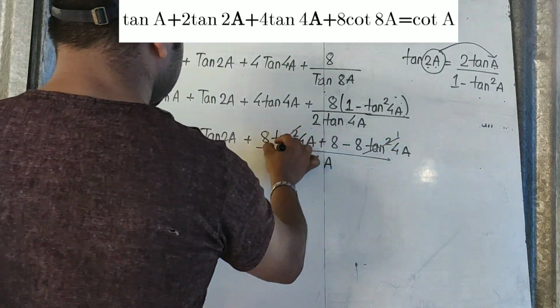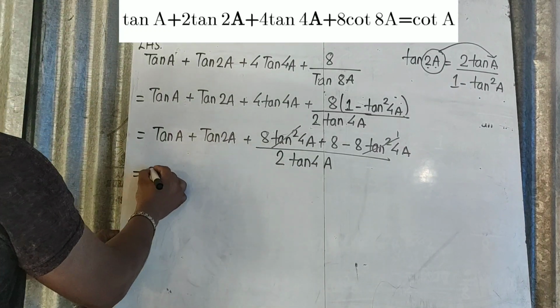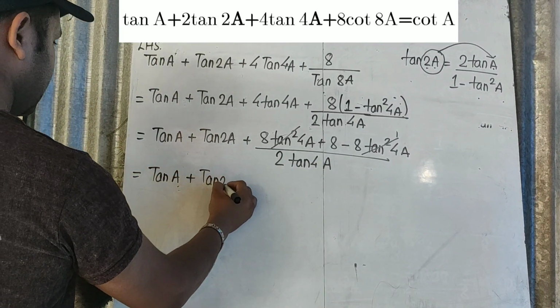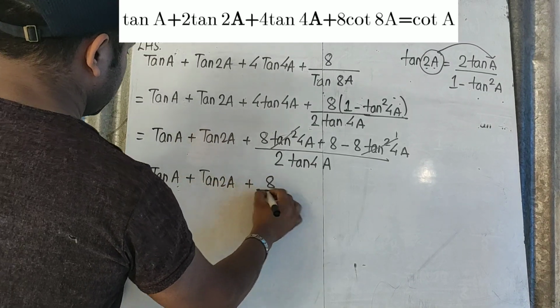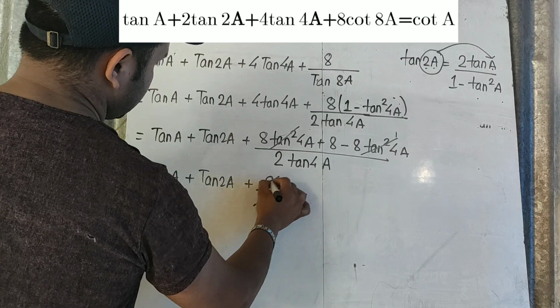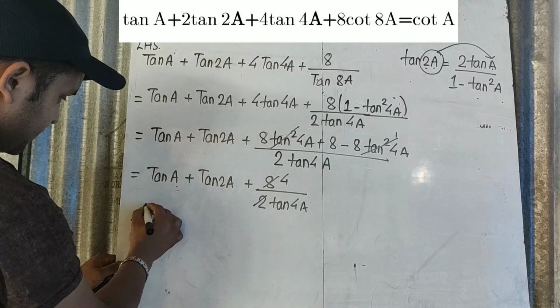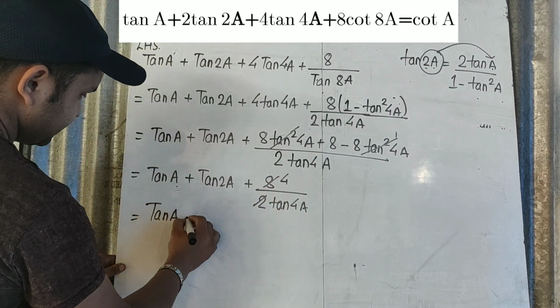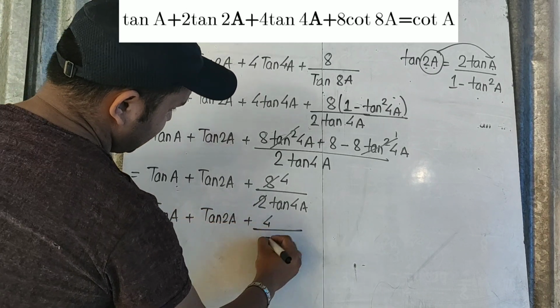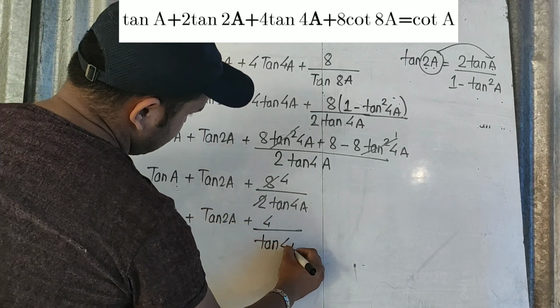Now this and this get cancelled. What is left here is tan a plus tan 2a plus 8 by 2 tan 4a. 2 into 4 is 8. Now tan a plus tan 2a plus 4 by tan 4a.